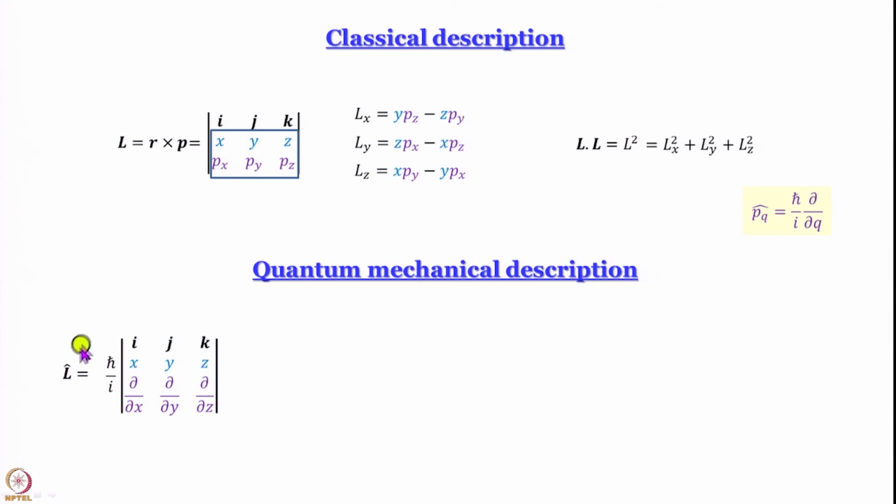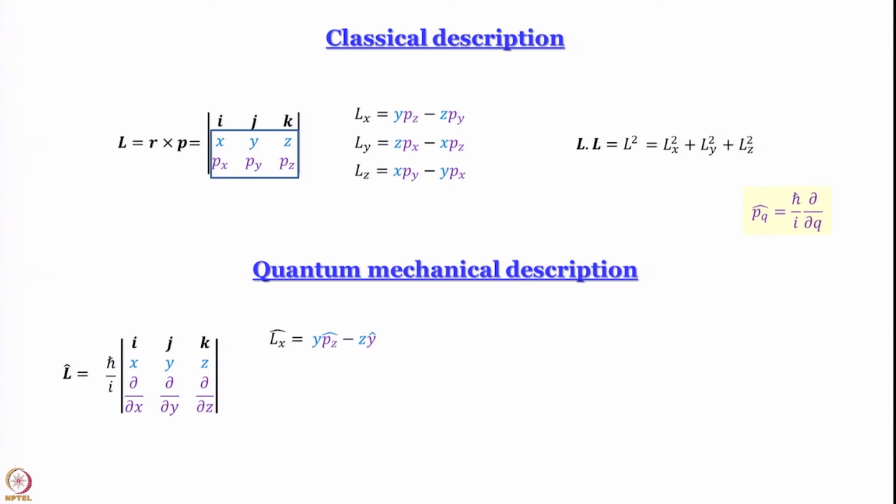So, you might as well take the constant h cross by i outside the determinant, because the determinant multiplied by a constant is what you get. And then the x component is very similar to what you have there, instead of pz you write pz hat, that is all.